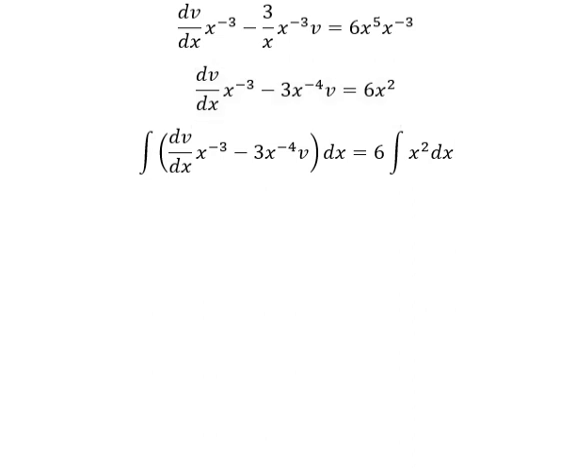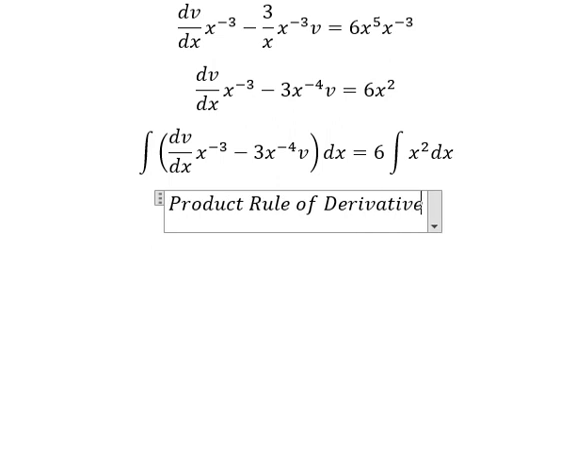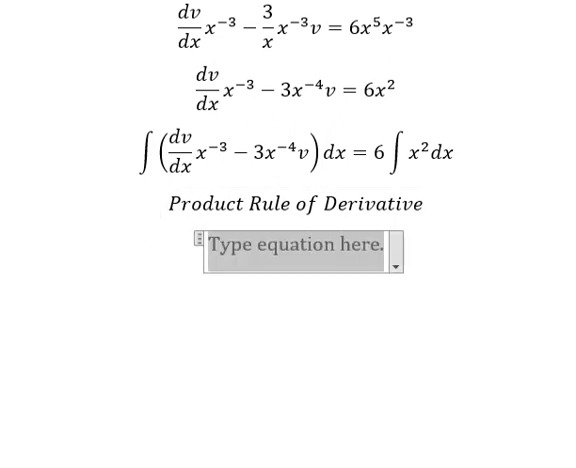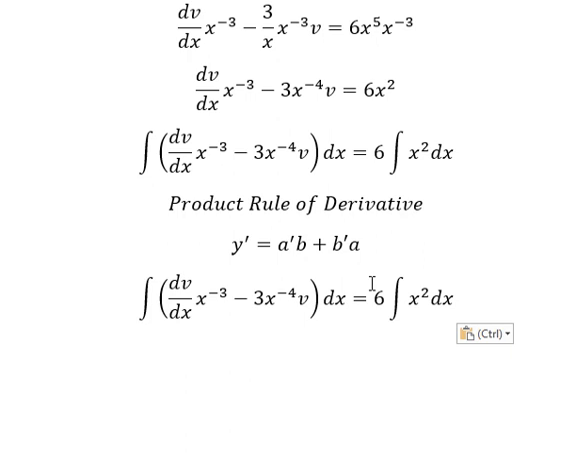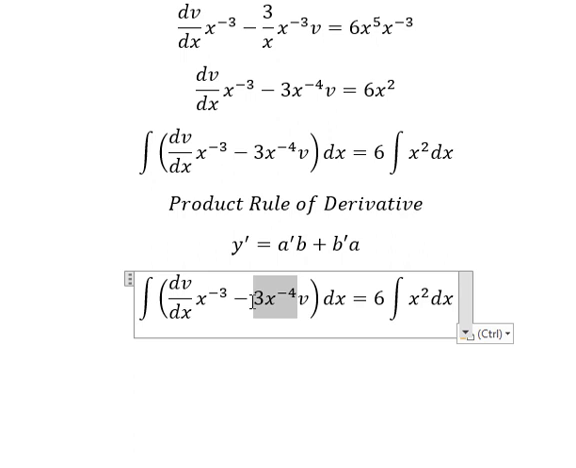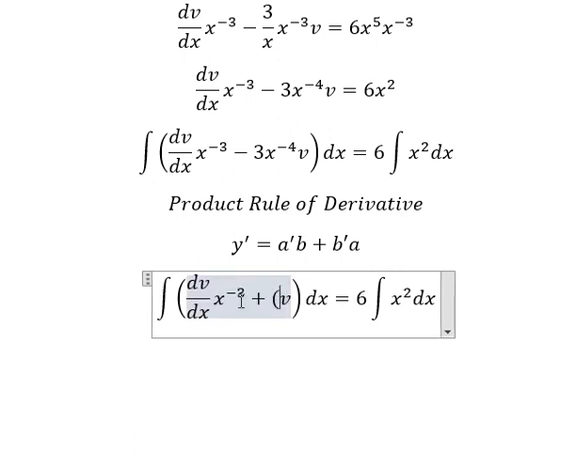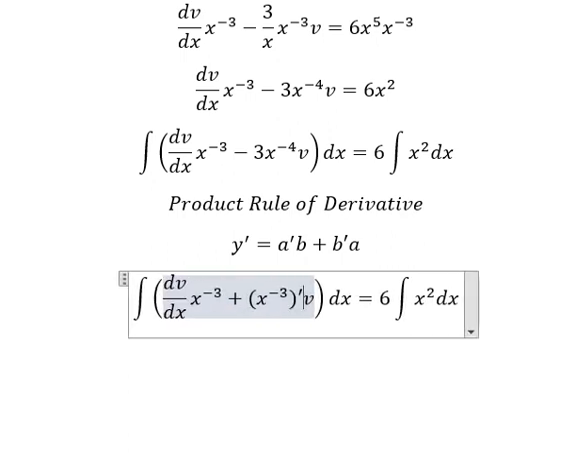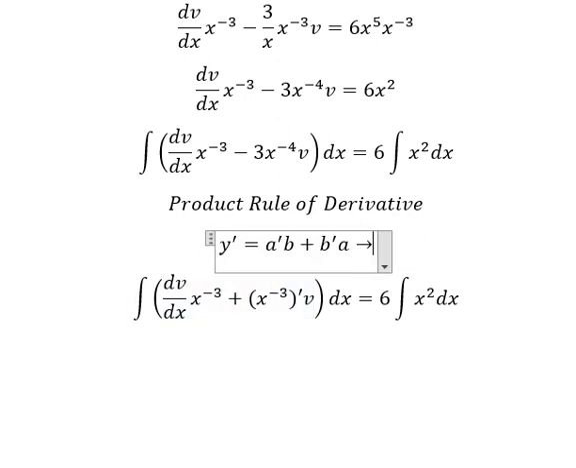So we can use the product rule of the derivative. So we have the first derivative of y equals the first derivative of u multiplied by v plus the first derivative of v multiplied by u. So we have the first derivative of u multiplied by v. This one is the first derivative of v multiplied by u. So the integration of this one, we have y equals uv.